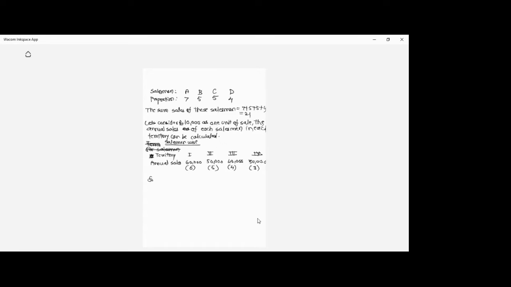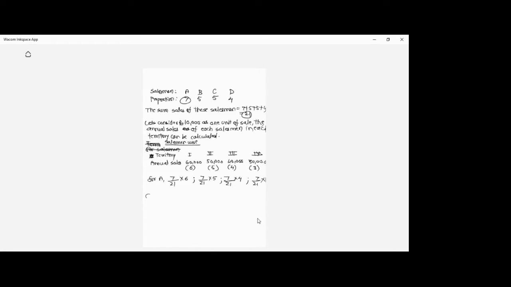So for salesman A, what we can write is, for territory 1, it will be 7 by 21 into 6. For territory 2, it will be 7 by 21 into 5. For territory 3, it will be 7 by 21 into 4. And for territory 4, it will be 7 by 21 into 3. Right? So what is 7 by 21? 7 by 21 is because it is having 7 proportion in 21 cells.